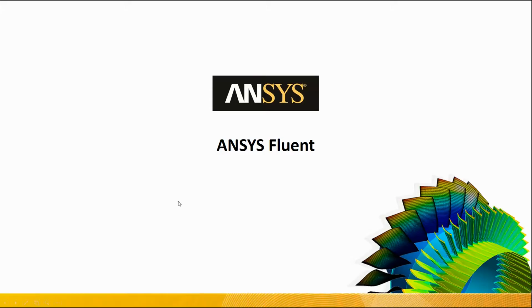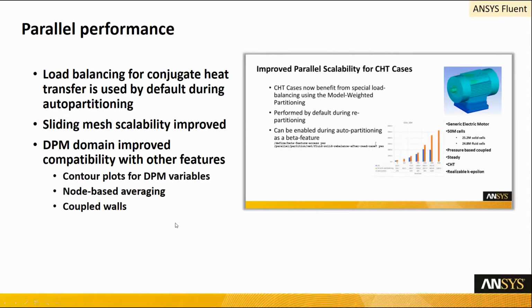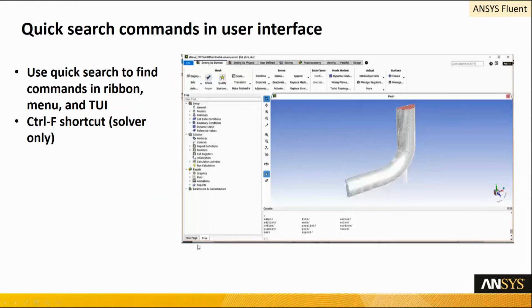Let's go into ANSYS Fluent proper now and talk about the technology there. So, improvements for parallel. Work had been done previously, as you know, on CHT scale-up. This is being made default now when you're doing the automatic partitioning. Improvements to sliding mesh scalability. Improvements to the DPM mesh parallelization when you've got features active that prevented it before.